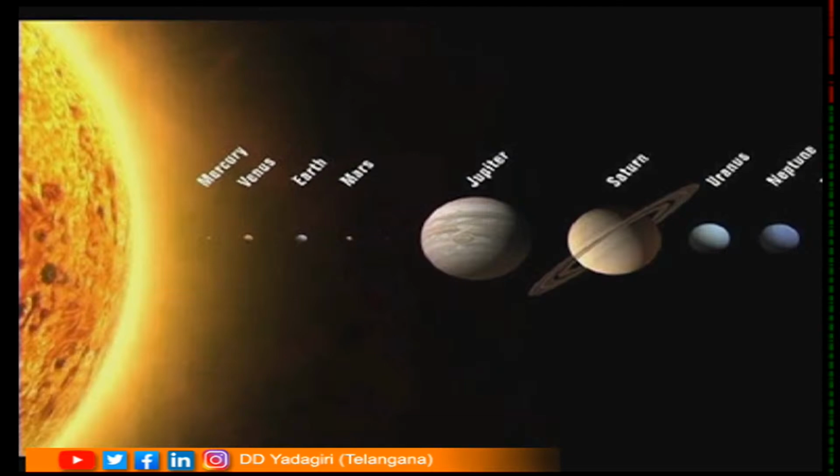Now, children, as I told you, this is the sun, and it has 8 planets revolving around it. What are the planets? The planets are Mercury, Venus, Earth, Mars, Jupiter, Saturn, Uranus and Neptune.